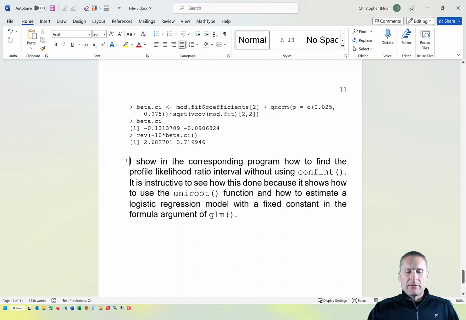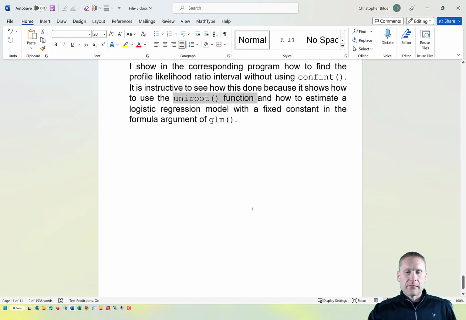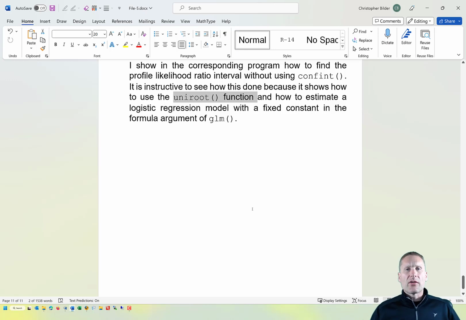And lastly, for those who are really interested in the computational aspects of a profile likelihood ratio interval, especially if you're a statistics major, this is good. Otherwise, you're not necessarily responsible for this on any kind of graded work. But if you're interested, I show how to find the profile likelihood ratio interval using an iterative numerical procedure outside of confint. I use a function called uniroot to find what that interval is. This is in my corresponding program. Okay, so this concludes our section on odds ratios relative to logistic regression models.